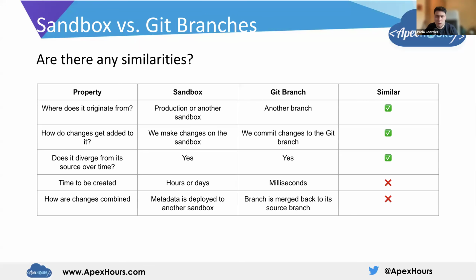Now, there are obviously some huge differences. For example, a sandbox takes hours or days to be created versus a Git branch takes milliseconds. And how do you actually combine the changes or deploy them? You don't merge a sandbox into another sandbox. You deploy the changes from one sandbox to another, and a Git branch actually gets merged into typically the source branch. Still, I'd like to make the argument that there are a lot of similarities between branches and sandboxes.